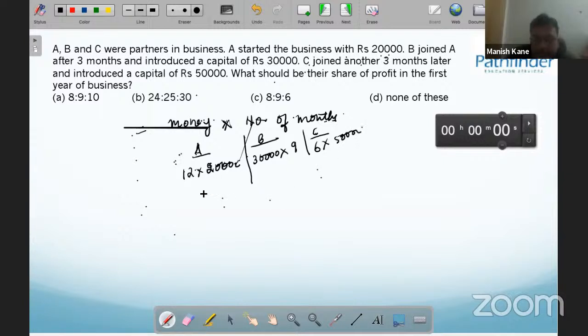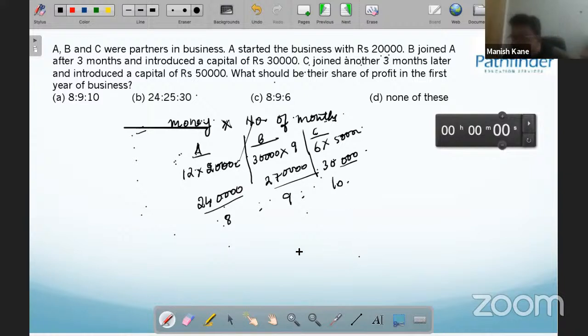So what is this? 12 twos are 24, followed by 4 zeros. 3 nines are 27, followed by 4 zeros. And this is 6 fives are 30, followed by 4 zeros. So what is the ratio in which you will share? You can reduce this to 8 is to 9 as to 10. Yes. The correct answer here is 8 as to 9 as to 10.